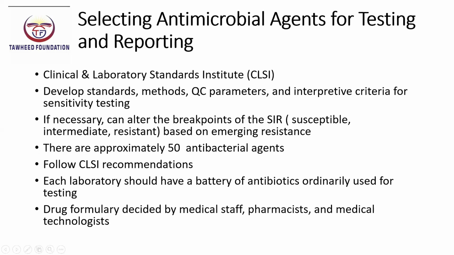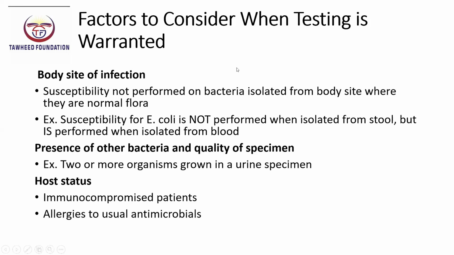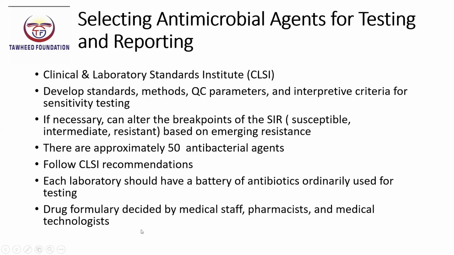So, here are the factors: body site of infection. Susceptibility testing is not performed on bacteria isolated from body sites where they are normal flora. An example is susceptibility for E. coli, which is not performed when isolated from stool, but is performed when isolated from blood. Next, presence of other bacteria and quality of specimen, for example two or more organisms grown in a urine specimen. Host status will depend on immunocompromised patients or allergies to usual antimicrobials.